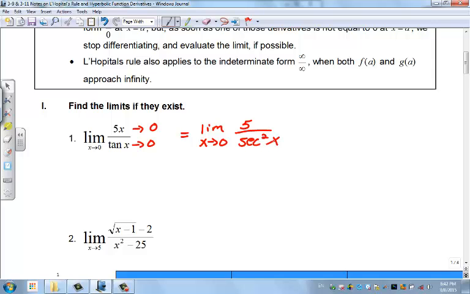So now, what have I got? Well, I have 5 over secant squared of x. Now let's see if we can go ahead and do that limit.